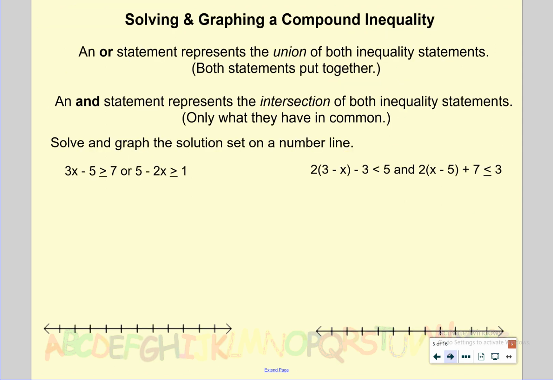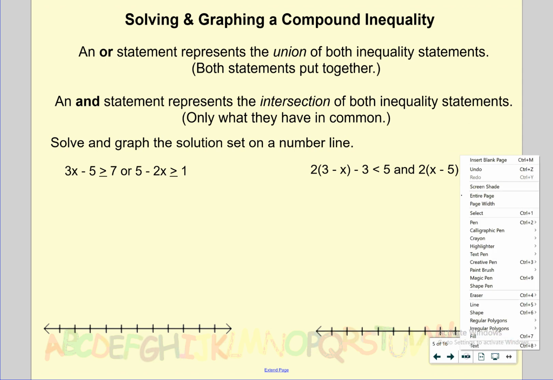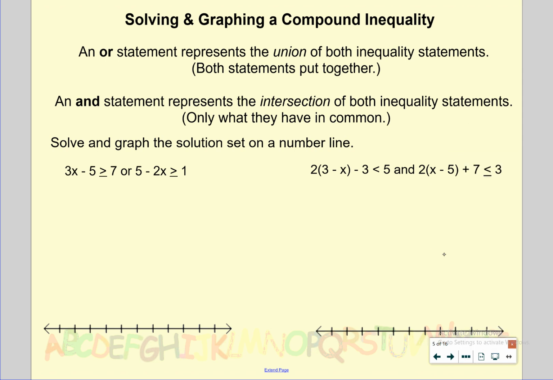Okay, so the next slide is a review of what a compound inequality is. This is where we use the words and versus or. If you see an or statement in an inequality, it means union, and it means both statements put together. We do not care if they overlap or not. It's just both parts of the solution graphed together. If it is a solution to one, it is a solution to the whole. So anything that is a solution to either piece is part of your final answer.